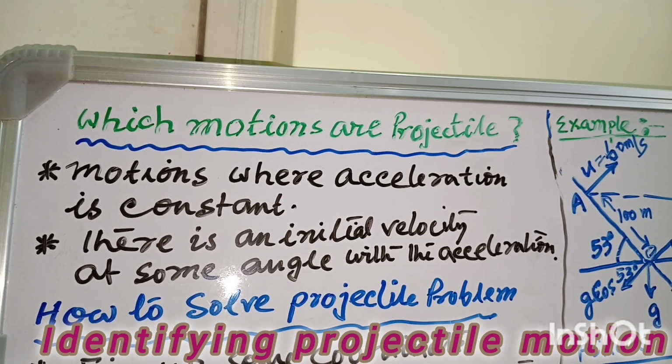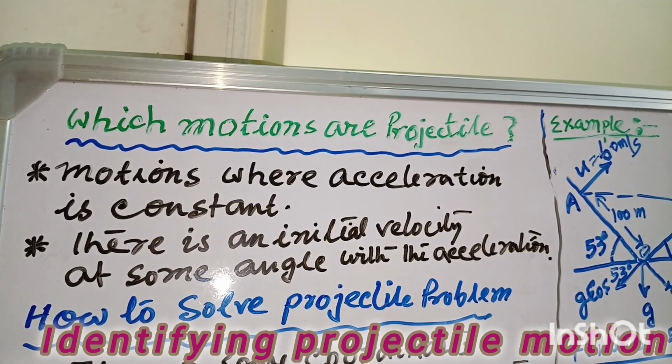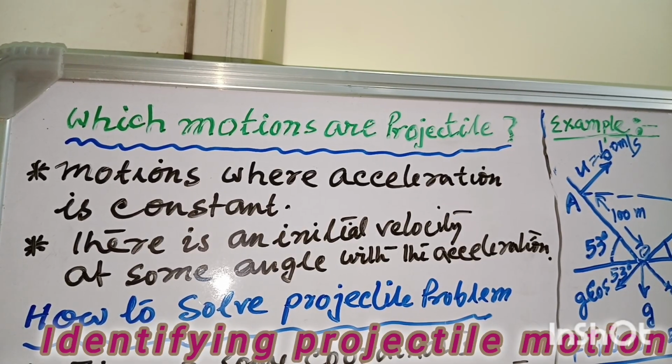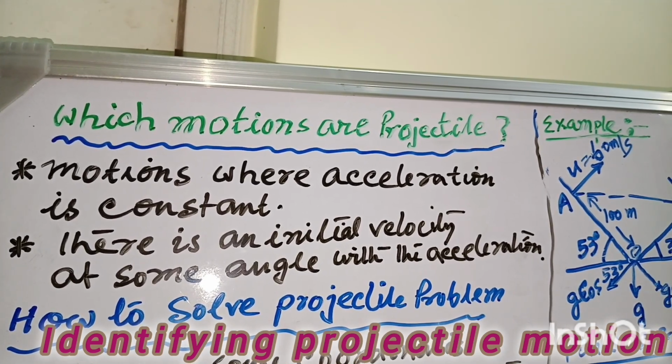In the projectile chapter, whatever projectile you read, they relate to projectile on a horizontal surface, and the formulas are relating to them. So when the surface is different, when the projectile is different, those formulas will not do. So you have to learn and recognize which motions are projectile. That is why today I am making this video. Please listen to this very carefully.